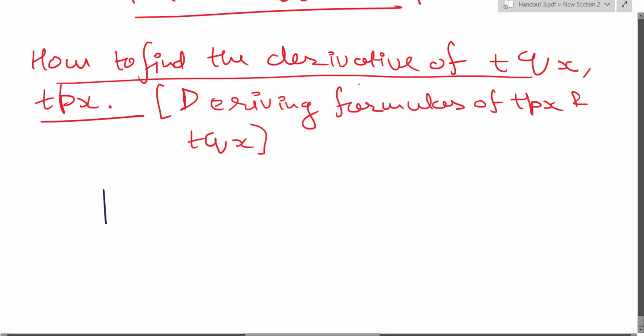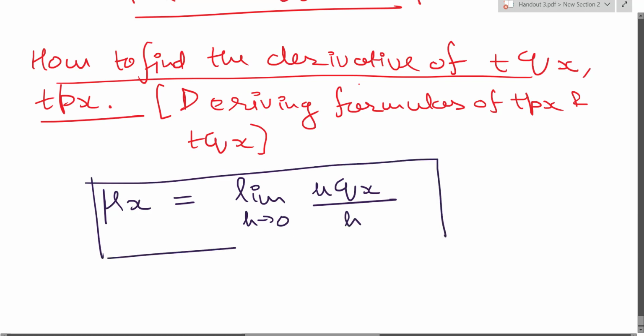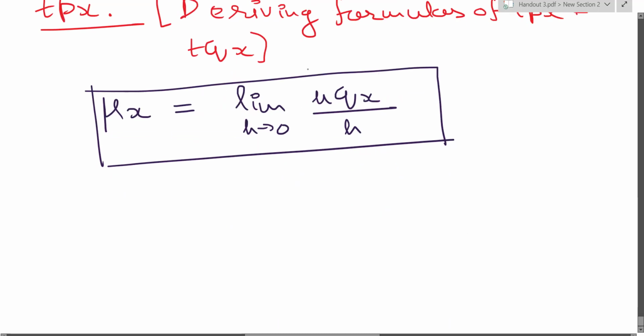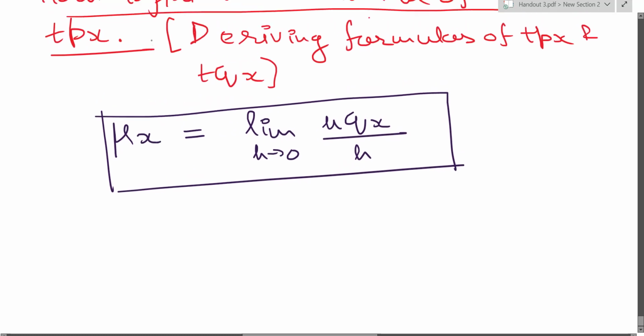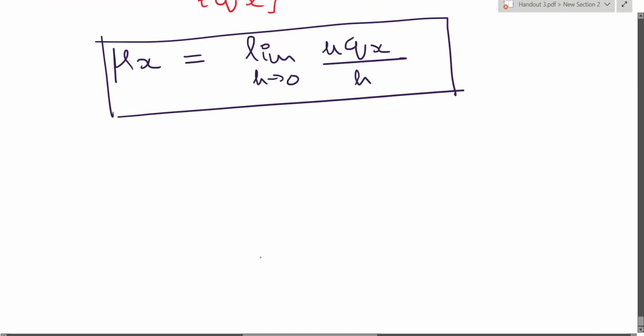If you remember, we had discussed the force of mortality, which is mu x. Now, what is mu x? Mu x is simply limit h tends to 0, hqx divided by h. You must remember this formula. I've given you the intuition for this formula as well. So this is our starting point. This is from where we'll try to derive the derivative of tpx and tqx. So let's just see how we can do that.